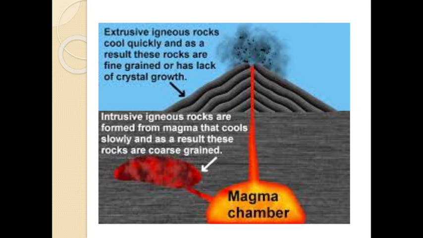So if you take a look at the picture, extrusive would usually be something above ground, whereas intrusive is something that forms inside the Earth. So think of extrusive as exit. That molten material has exited the surface, and intrusive is still forming in the Earth.